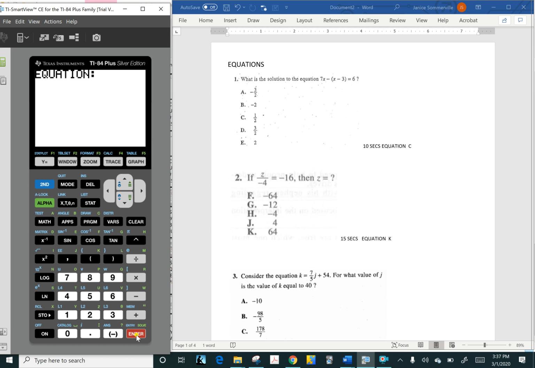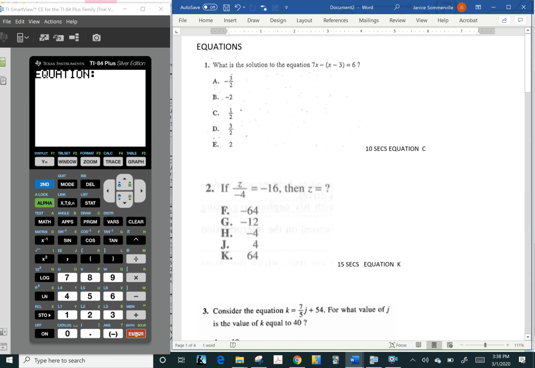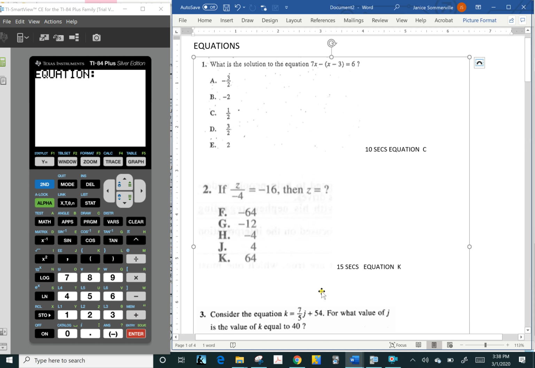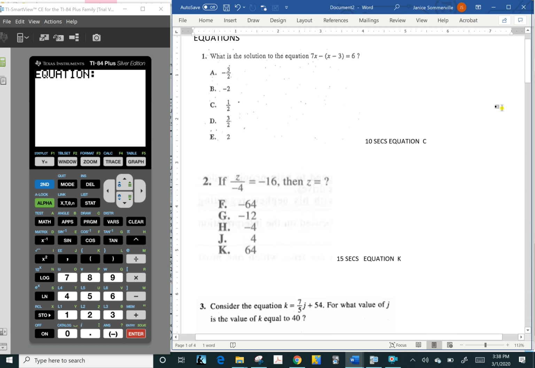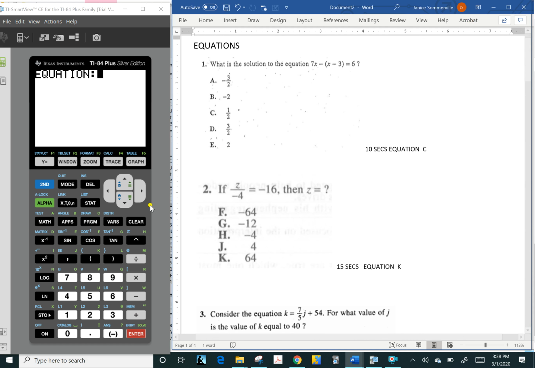it will do. So you get to the equation screen, and the first one we have is: what is the solution to the equation? This is a number one question, and I'm just showing you what it can do. Hopefully you'd be able to bash in there with number one, but I want to show you what this program can do. So we do 7x minus, and we put the parentheses round x minus 3, then we go to second math to get the equal sign, and we hit 6, and the answer we're looking for is 1/2.